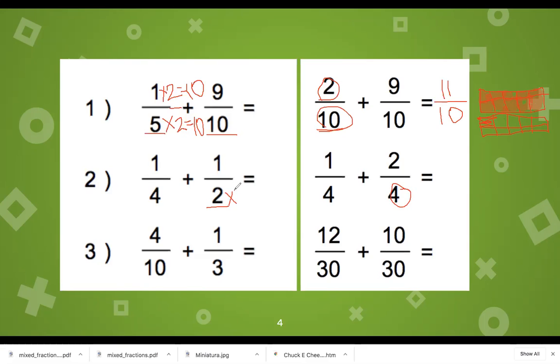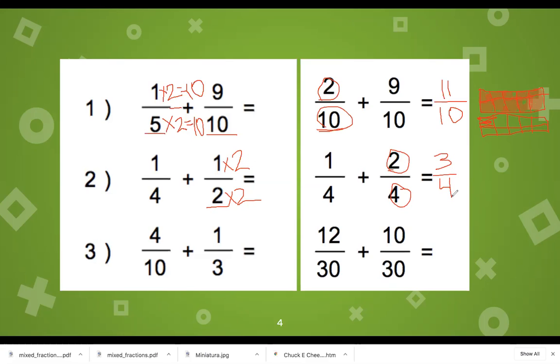I had to multiply it by 2. I always ask myself that question. And so whatever I do to the denominator, I do to the numerator. And so 1 times 2 is 2. And so now I'm going to add my numerators. 1 plus 2 is 3. And then I keep the denominator the same, 4. So my answer is 3/4.